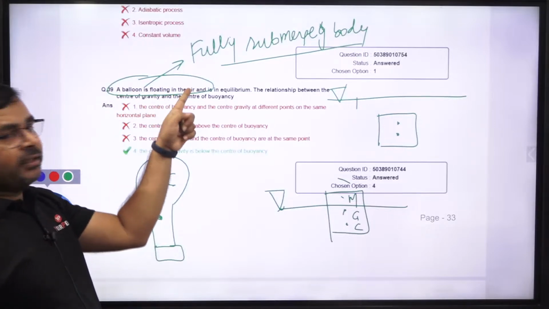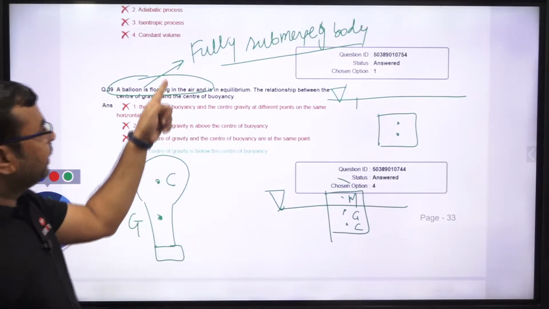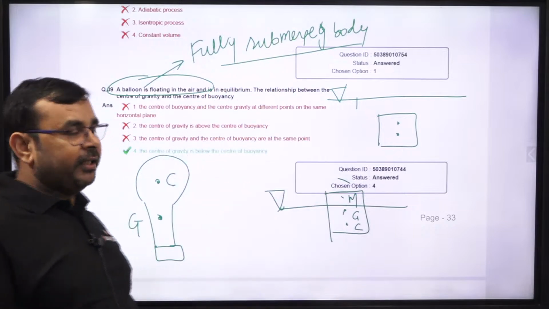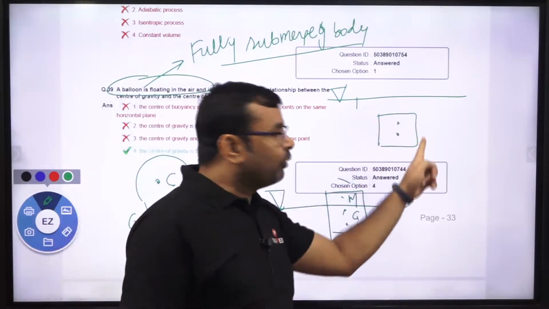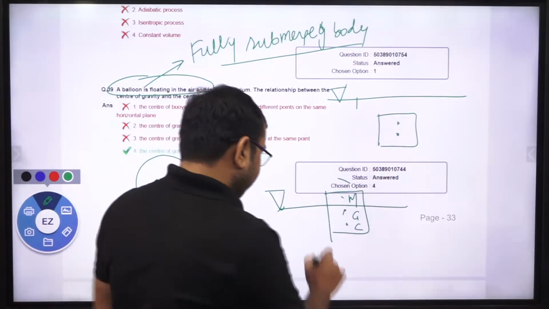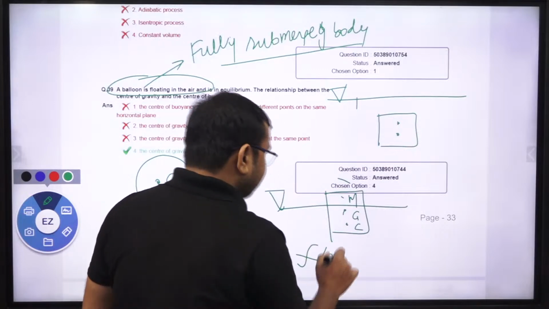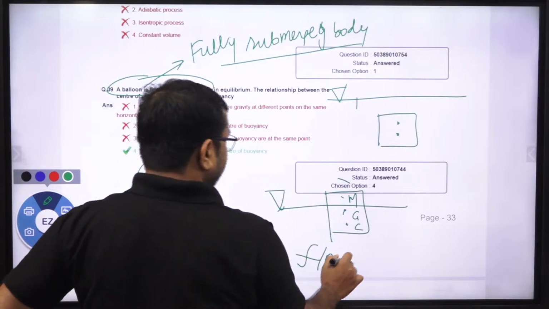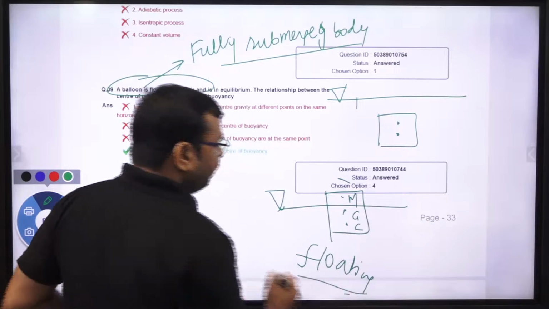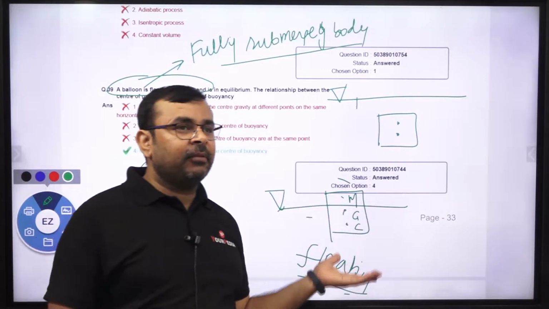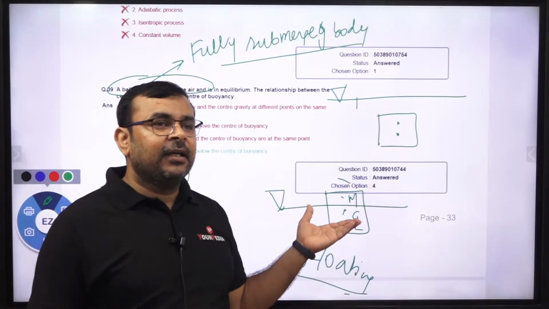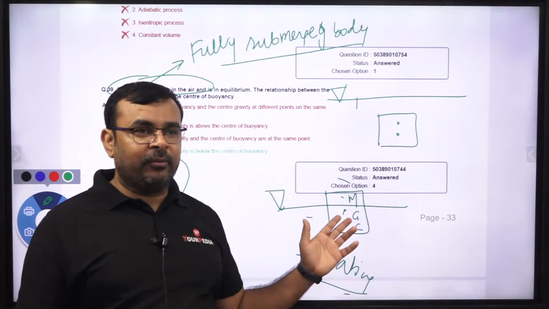So don't be confused with this: a balloon is floating in the air means this is a case of a fully submerged body. This is a floating body, yes or no? When some portion of the body is submerged in the water and some portion is not submerged, then this is called a floating body.